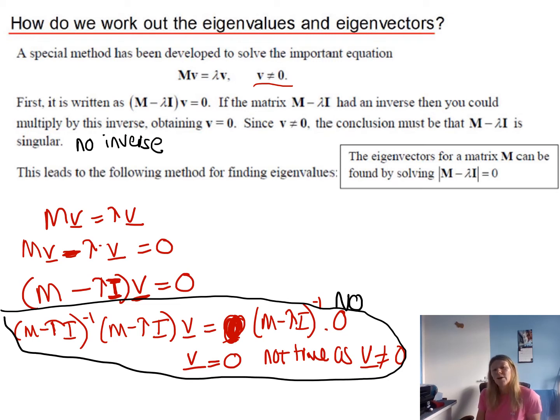This leads to the following method for finding eigenvalues. So if it has no inverse, it's called singular. And if it has no inverse, that means its determinant equals 0. If a matrix has no inverse, it means its determinant is 0. So therefore eigenvalues for a matrix M can be found by solving the determinant of M minus lambda I equal to 0.